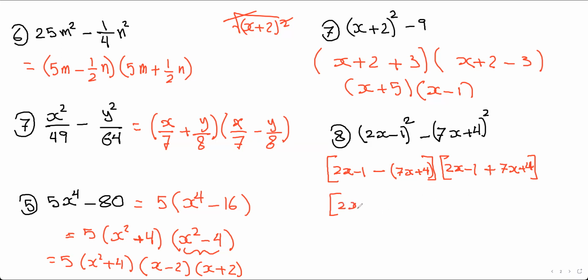So therefore, we have 2x minus 1 minus 7x minus 4, because we said the negative is a sign changer. Here, you could just start collecting like terms. 2x plus 7x is 9x. Negative 1 plus 4 is plus 3. How about here? 2x minus 7x is negative 5x. And negative 1 minus 4 is negative 5. Stick to the square brackets.